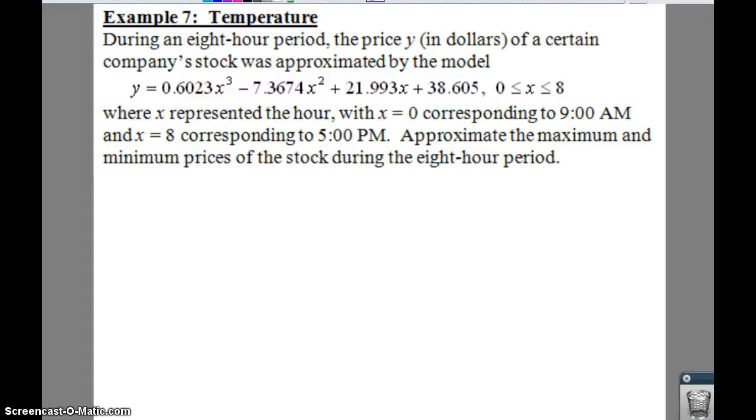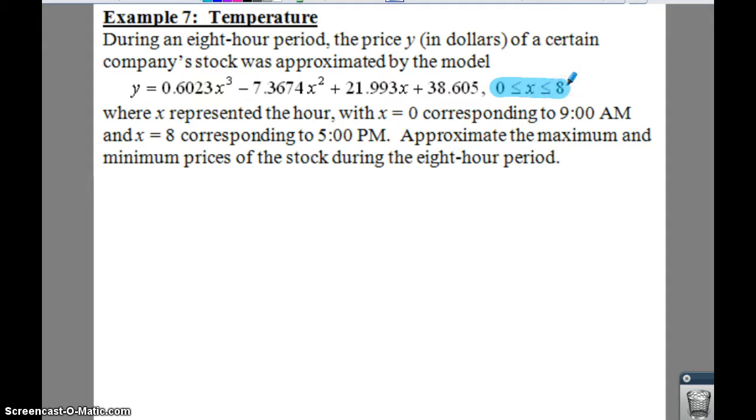Here on example 7, we're going to get a little more practice with your graphing calculator, so I hope you have that handy. Here we're going to talk about temperature, and it says during an 8-hour period, the price, which is Y, in dollars, make sure you pay attention to your labels, of a certain company's stock was approximated by this model. Y equals 0.6023 x to the third, and so on, you guys can read. Now the important part is 0 is less than or equal to x is less than or equal to 8.